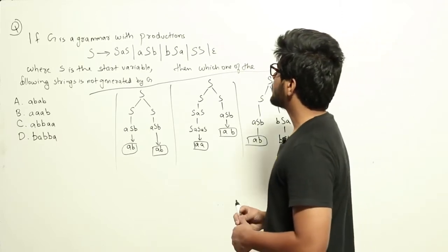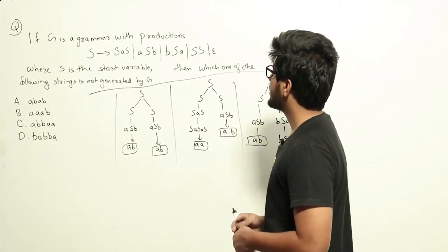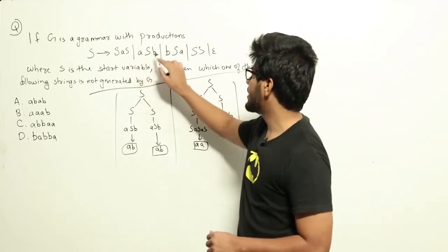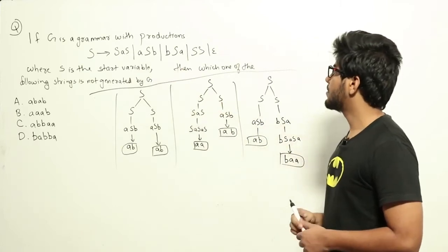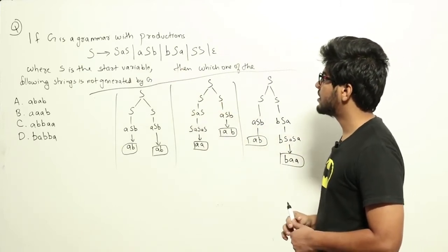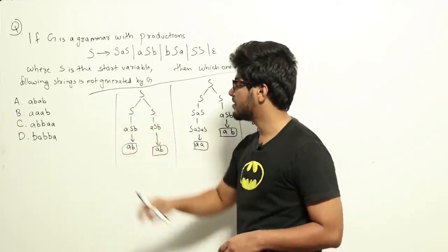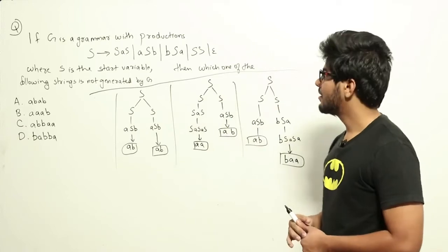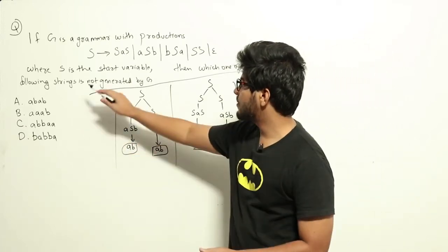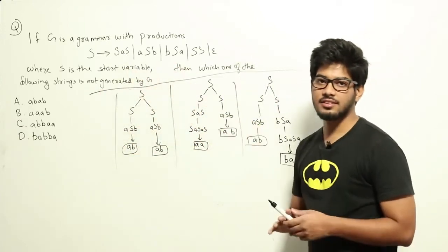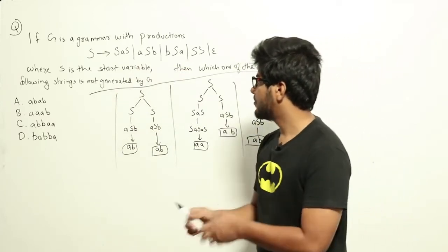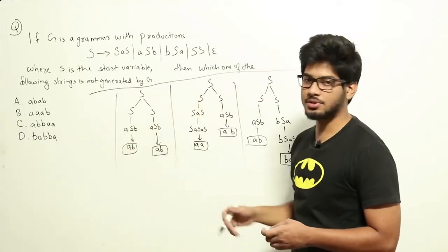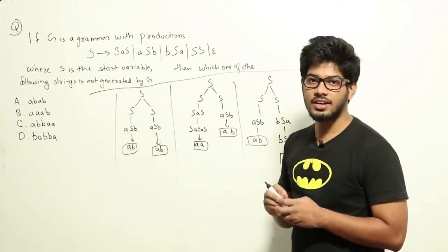If G is a grammar with productions S gives SAS, ASB, BSA, SS, epsilon, where A and B are the terminals and S is the start variable, then which one of the following strings is not generated by G? And we have been given these four options. So this is a very simple question. One way to do this is that we can keep on trying generating multiple strings in this grammar, and then we can try to generate these options given here, and whenever we generate one, we'll eliminate that option, and whichever we can't generate, we'll give that as the answer.